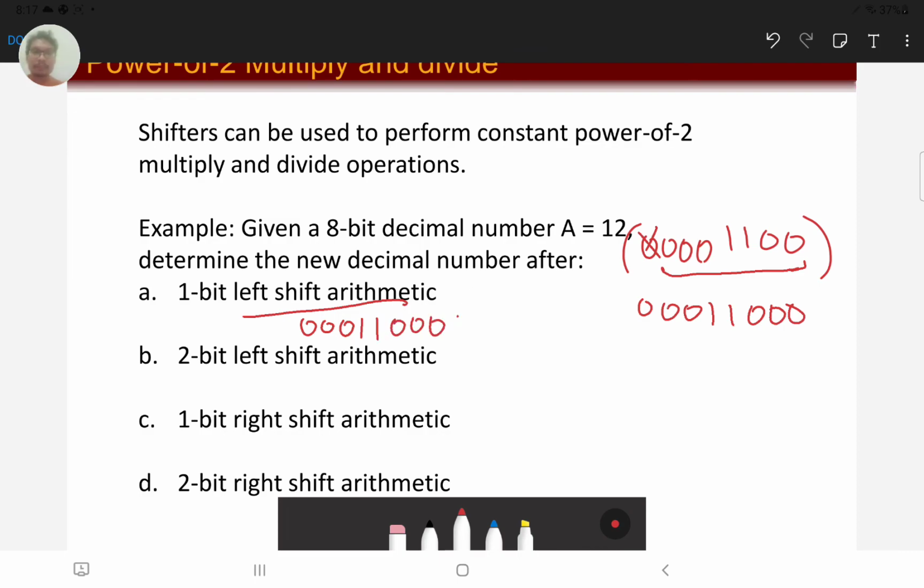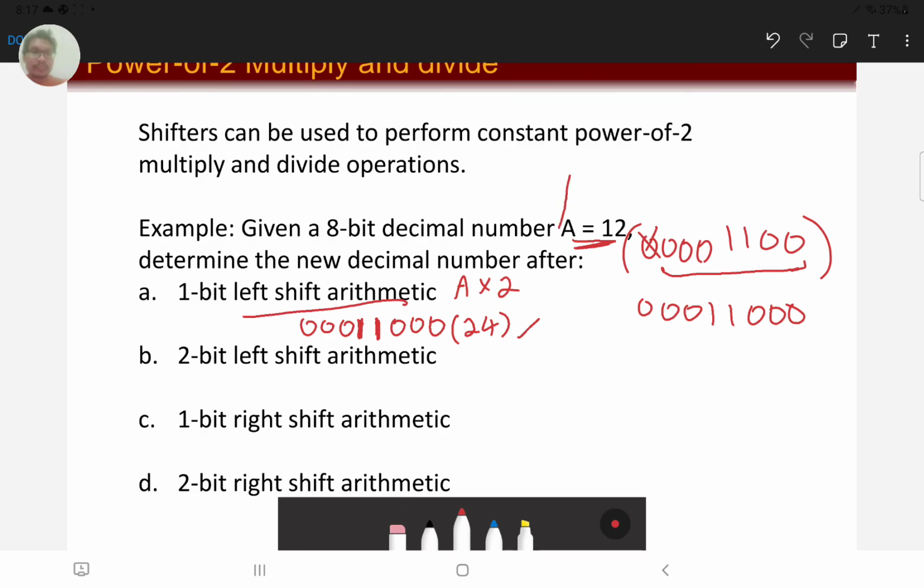And the decimal number here is in fact 24. You can calculate the binary there: 16 plus 8 is 24. So here it is A multiplied by 2, since A is 12 and our answer is 24. So basically a 1-bit left shift results in a multiplication by 2. Okay, what about a 2-bit left shift?